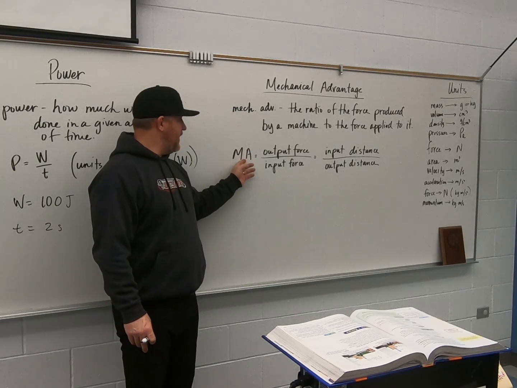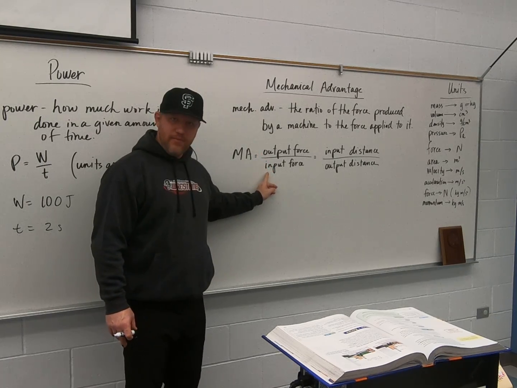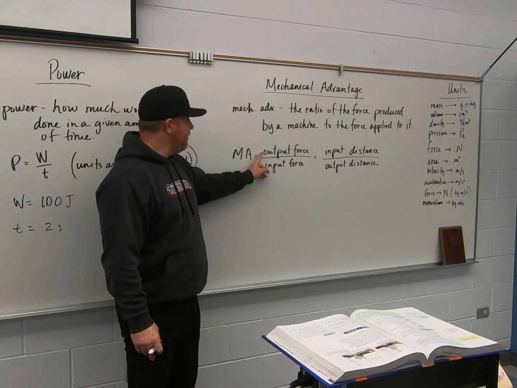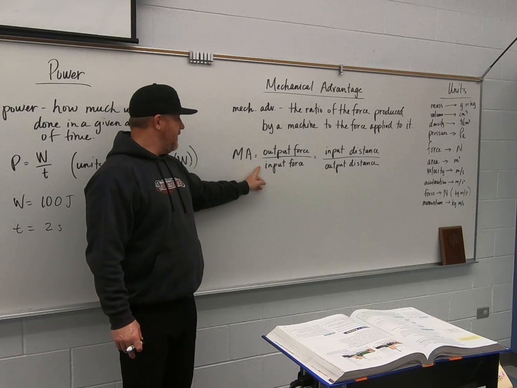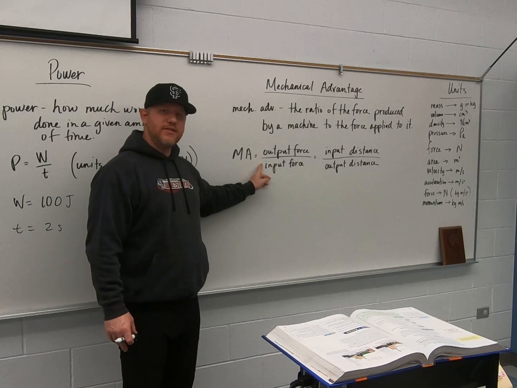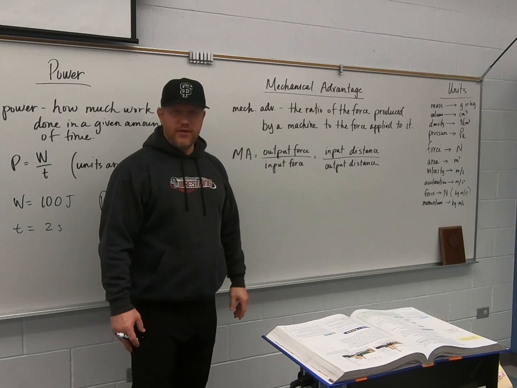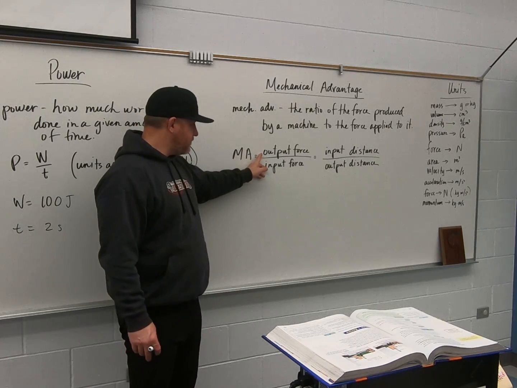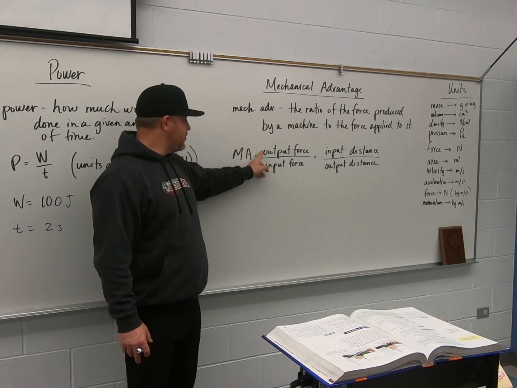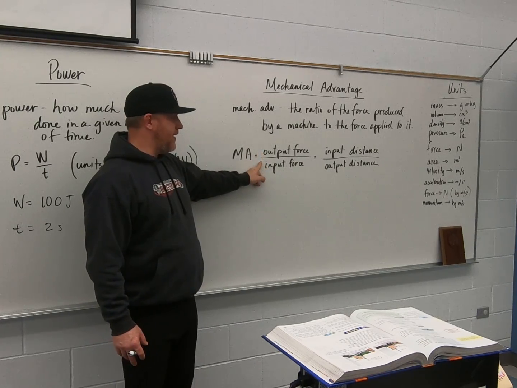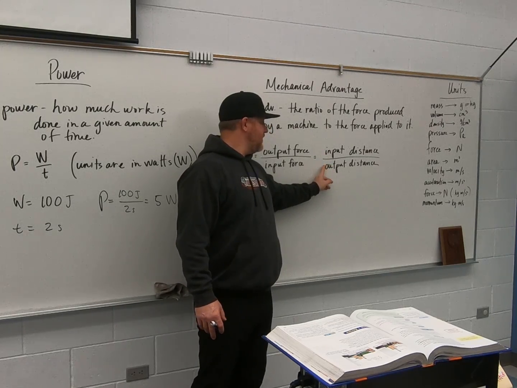So mathematically, the mechanical advantage is the output force divided by the input force. Again, the output force we hope is bigger. If when we divide these, we get a number smaller than 1, then our machine doesn't work very well. Not very useful. We want a mechanical advantage of more than 1. So one option is the output force divided by the input force, or the input distance divided by the output distance.